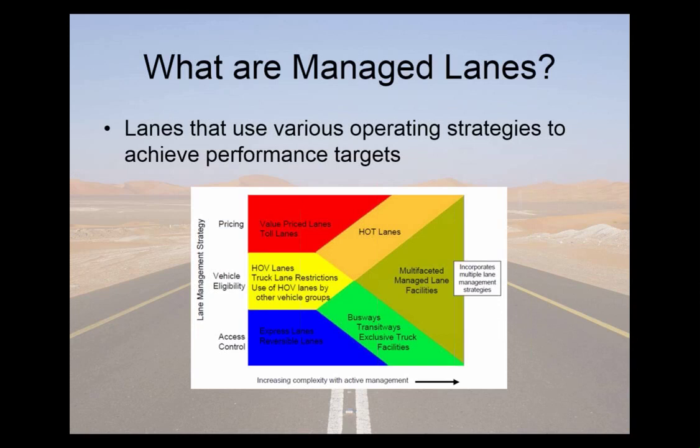These are lanes that use various operating strategies to meet performance targets, usually a certain level of service. Things that might be used are pricing, vehicle eligibility, or access control. And these kinds of lanes include express toll lanes, HOV lanes, truck-only lanes, and reversible lanes.